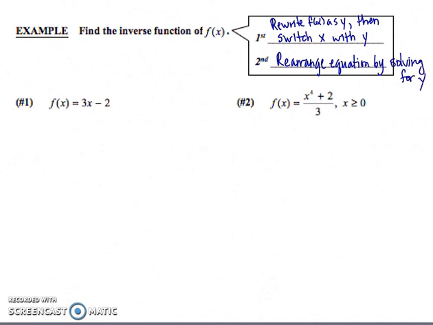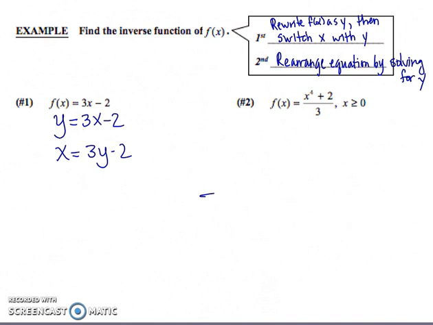All right, so let's try it. Our first function here, f of x, we're going to rewrite as y equals 3x minus 2. We haven't changed anything yet. Now we are going to switch the positions of x and y. So this is going to be x equals 3y minus 2. And now we're just going to do the algebra to solve for y.